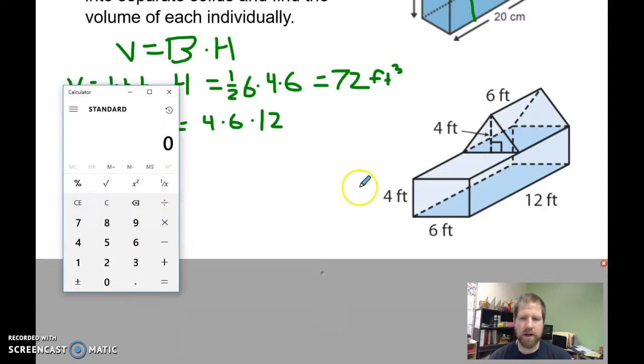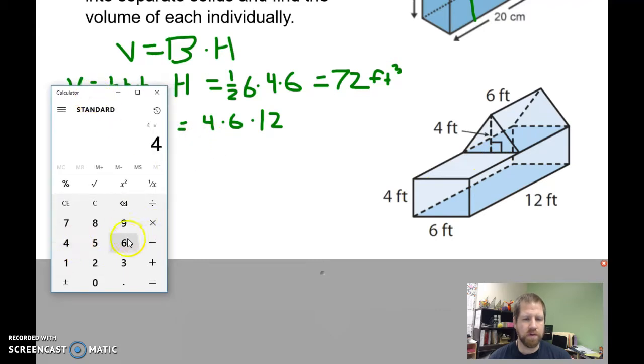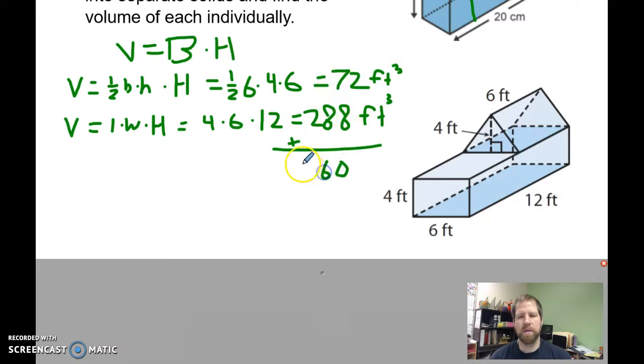Alright, and now the volume for my rectangular prism should be 4 times 6 times 12, or 288 feet cubed. And if I add those together, all right, so I get my total, that should be 10, 15, 16, 360 feet cubed. Okay, great.